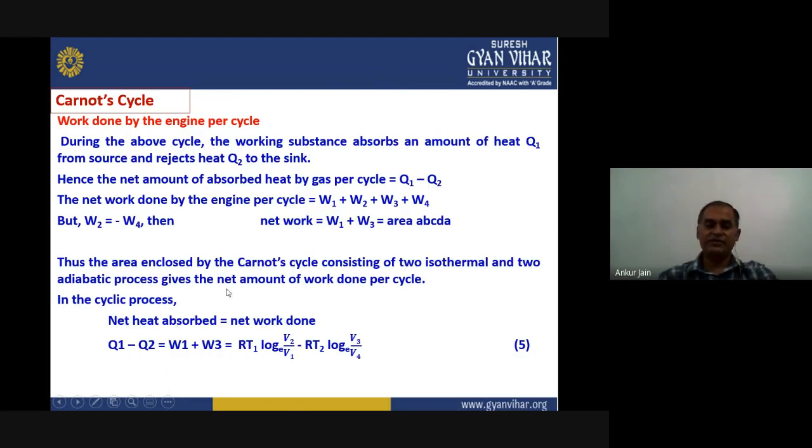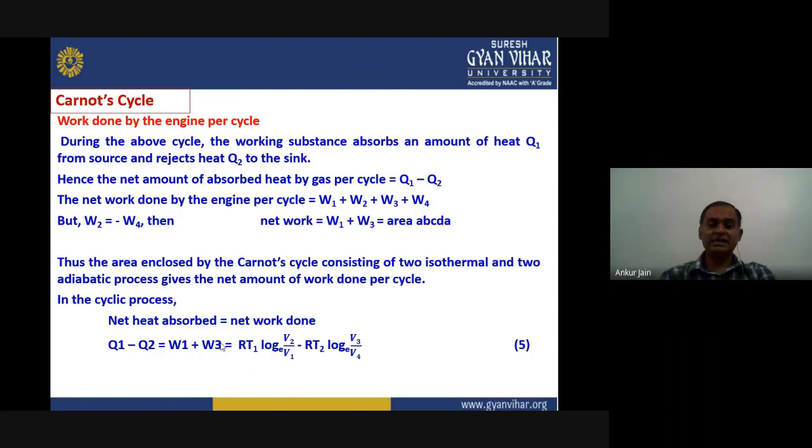And if we put the values of this, it will become Q1 minus Q2, the net heat absorbed, equals the net work done, W1 plus W3. Putting the values of this, we will get RT1 into log V2 upon V1 minus RT2 into log V3 upon V4. Let us assume this as equation number 5.